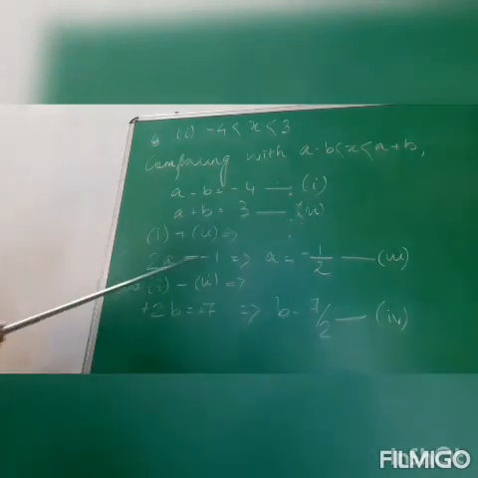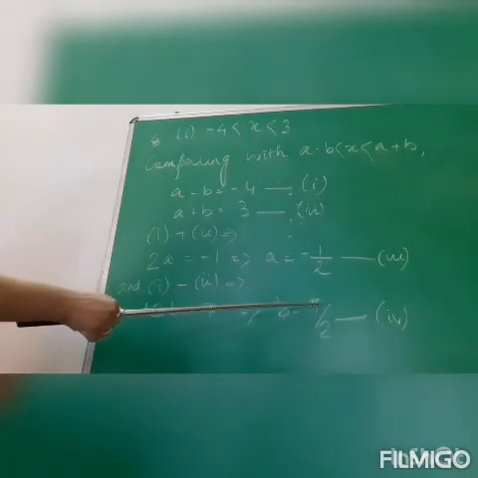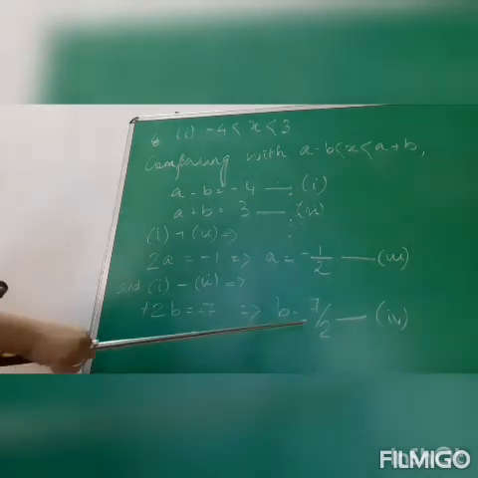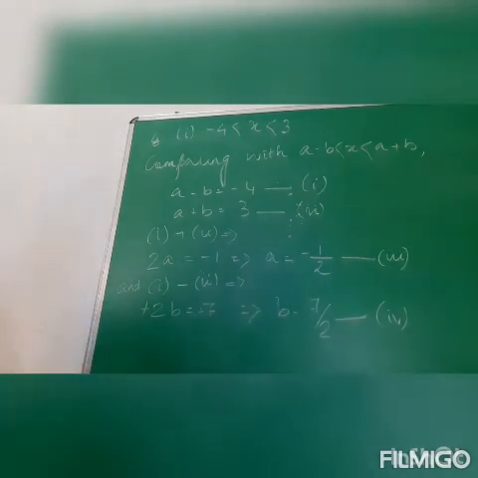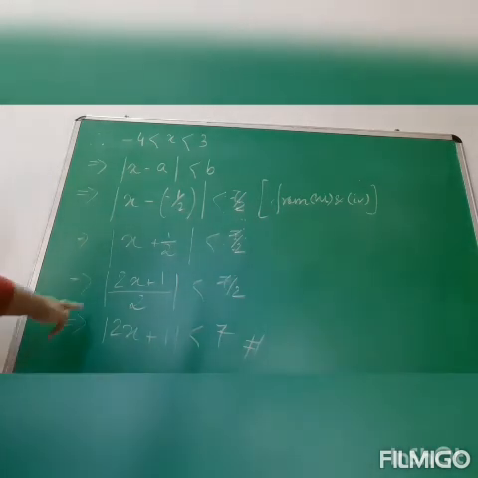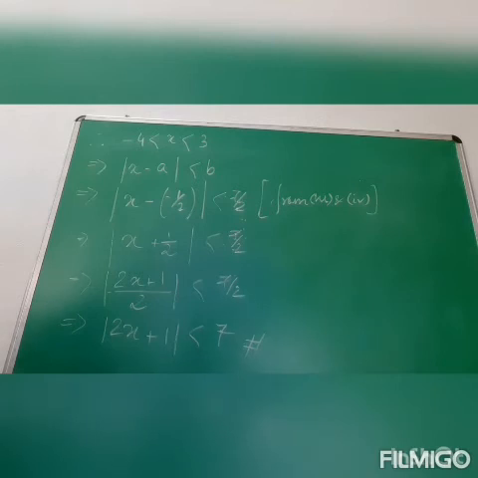So I will keep this one as equation 1 and 2. Now if I add these two equations, I will get the value of a as minus half. I keep this one as equation number 3. Again, if I subtract the two equations, I get the value of b as 7 by 2. I keep this as equation number 4. Now you see this expression, minus 4 is less than x is less than 3, can be written in this way, that mod of x minus a is less than b. Now in place of a and b, from equation 3 and 4 we can put here that a is equal to minus half and b is equal to 7 by 2. So after calculation we get here mod of twice x plus 1 divided by 2 is less than 7 by 2.